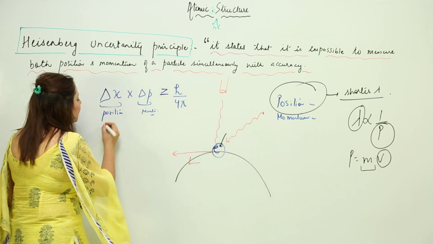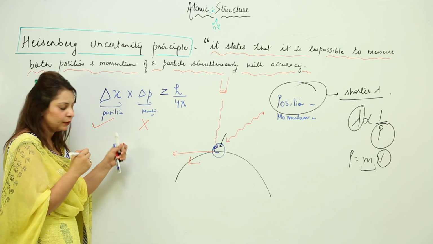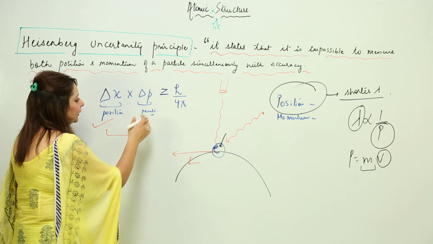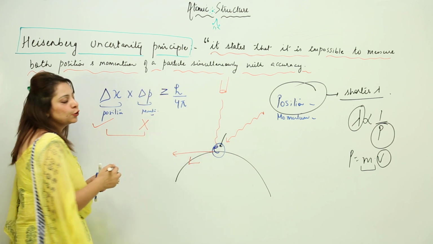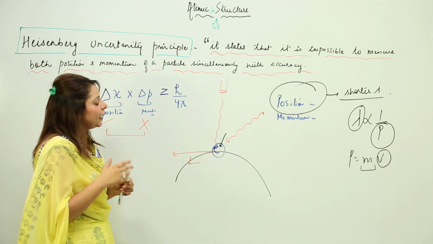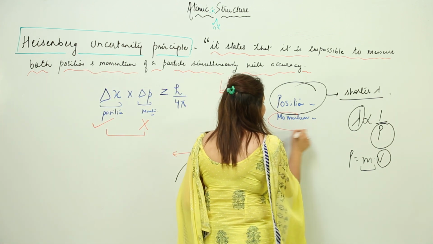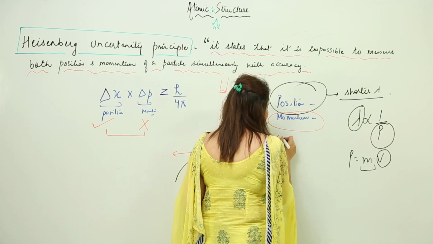So that means we are not able to get the accurate value of the momentum. Here our position will be correct, but our momentum is not going to be accurate. So the product of these uncertainties is greater than or equal to h over 4 pi. Now if we need to find the momentum accurately, we need to use light of larger wavelength.